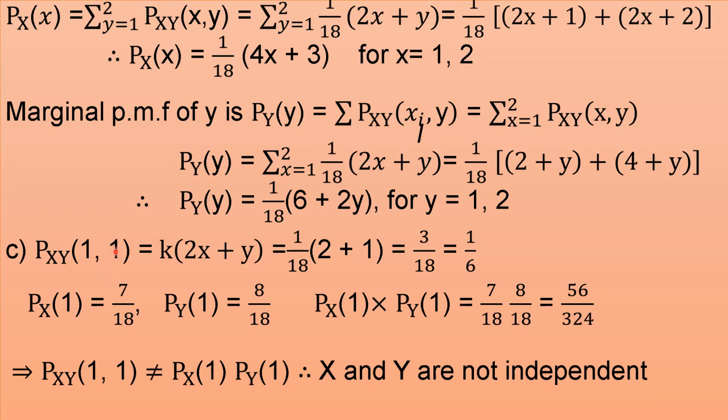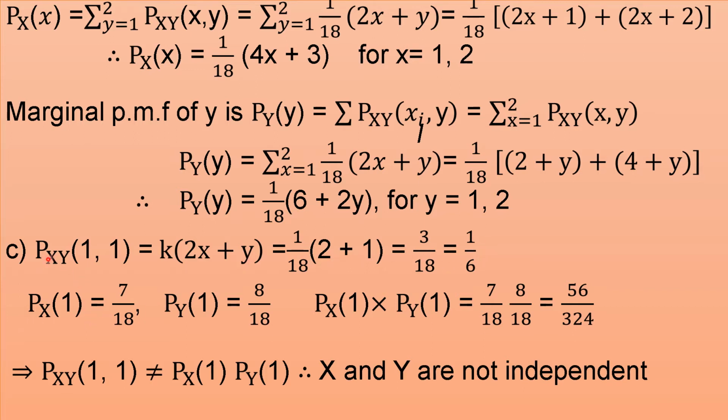Here if you consider 1 comma 1, x is 1, y is 1, then pxy of 1 comma 1 will be k into 2x plus y, where k is 1 by 18, and in place of x and y you have to put 1 and 1. 1 by 18 into 2 plus 1, 3 by 18 or 1 by 6.